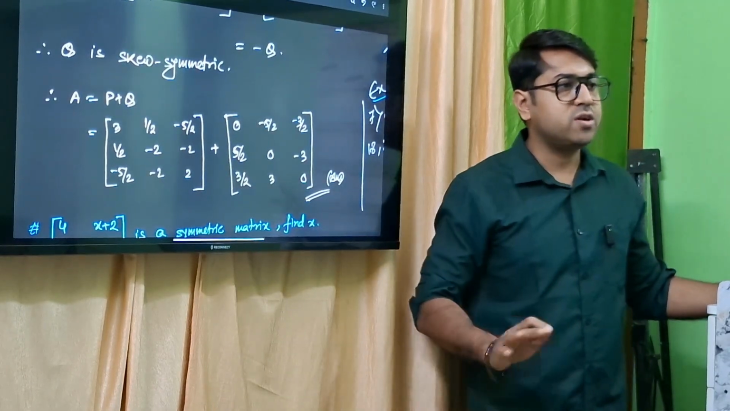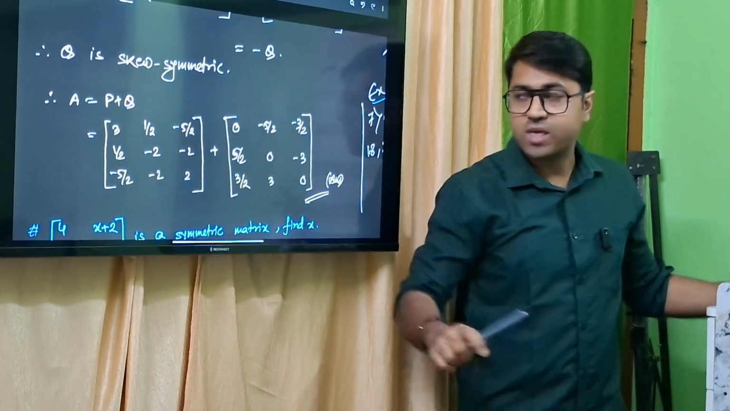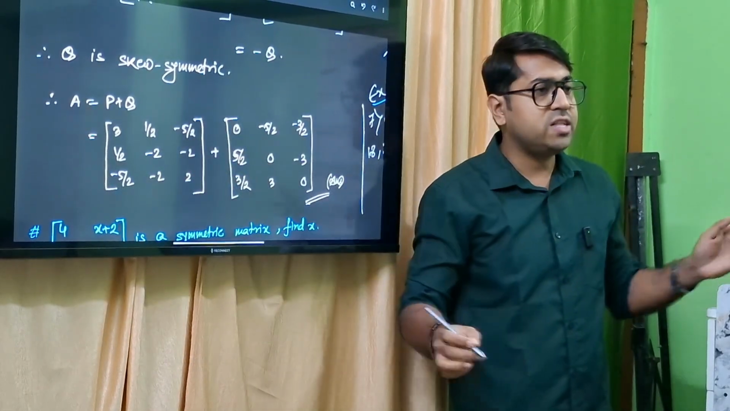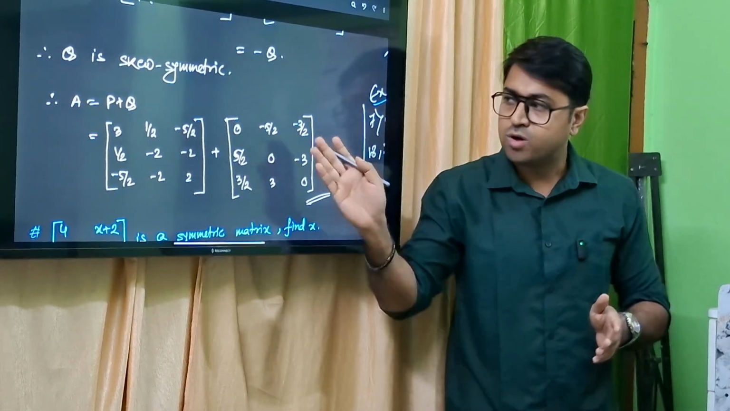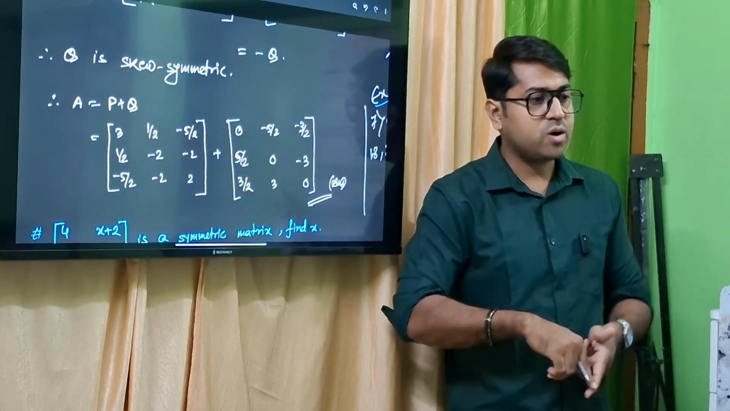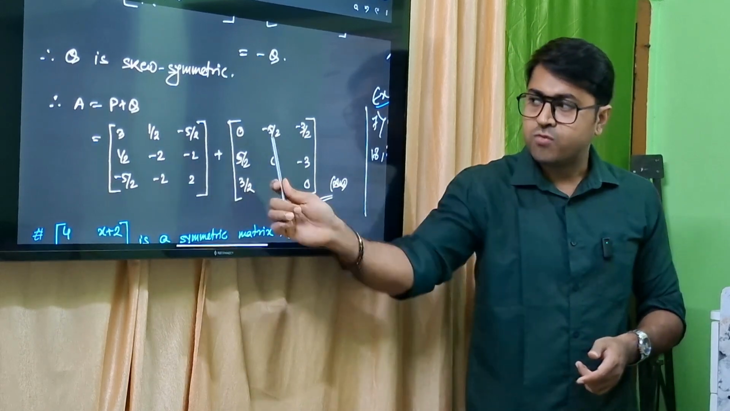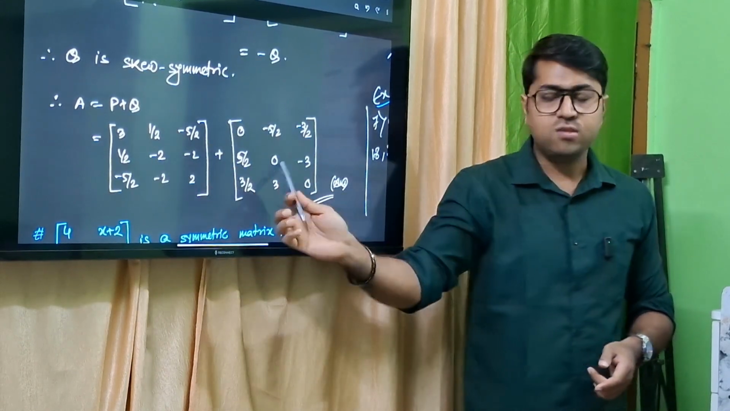Because in the question they have not said to add them, because if you add them, the matrix A will come again. Because A means the addition of these two, and they have said to express the matrix A as a sum of two matrices. One will be symmetric, one will be skew symmetric. So that is why A is expressed as the sum of two matrices, one symmetric and one skew symmetric.